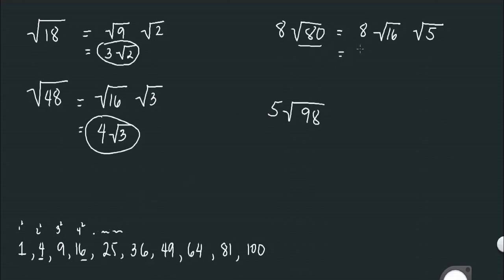Let's simplify. So we have 8 square root of 16, that is 4. Square root of 5. Okay, pagsamahin na natin yung mga numbers sa labas ng bahay. So 8 times 4, that is 32 square root of 5. And this is the final solution.